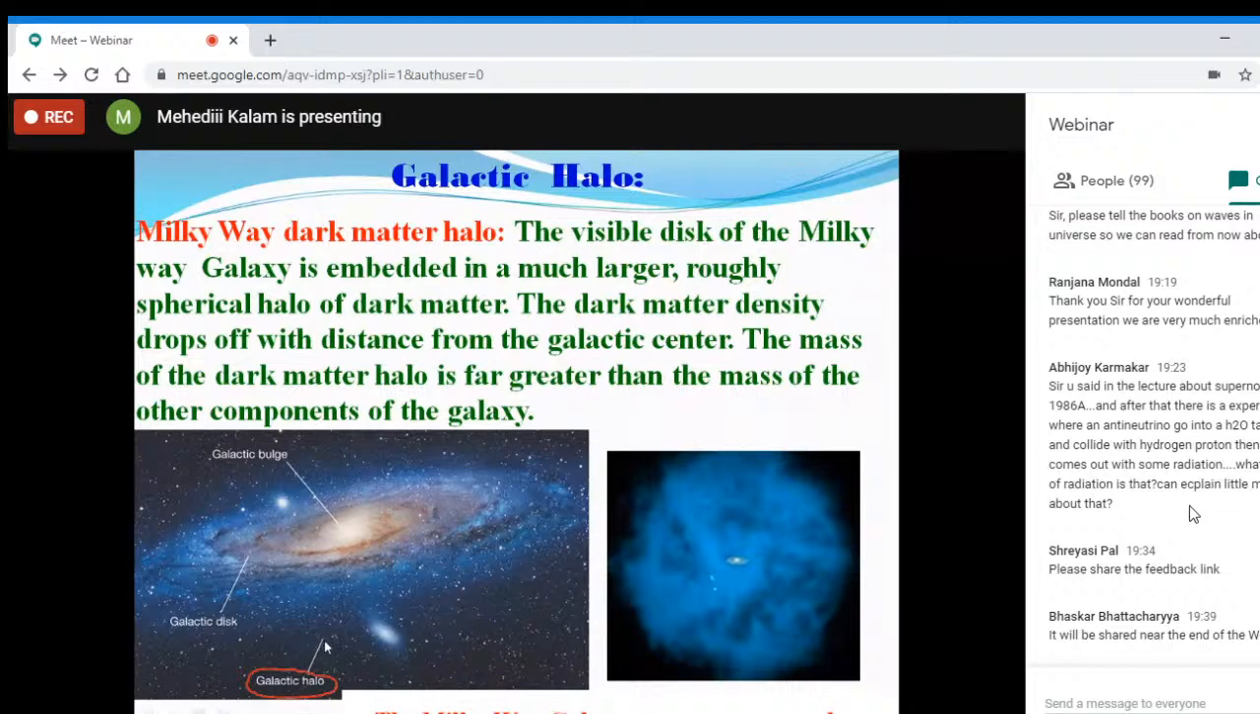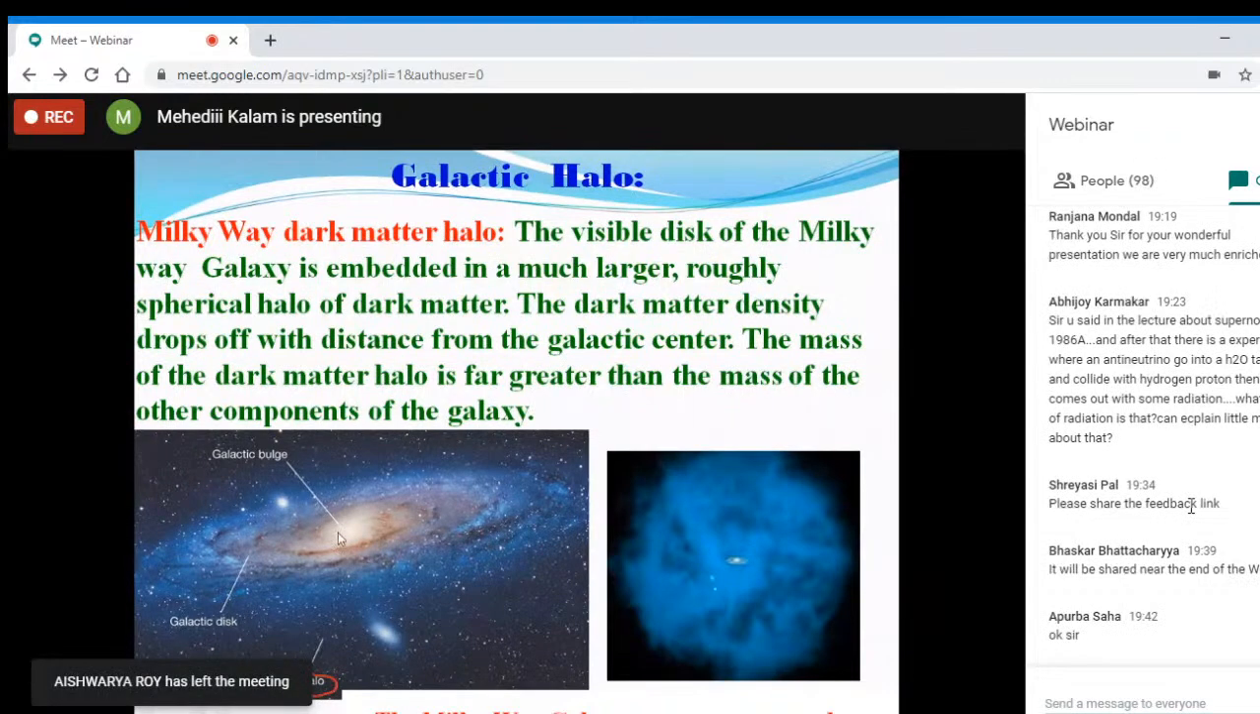And most importantly, I want to mention here that the halo is mostly made of dark matter, and this dark matter density drops off with the distance from the galactic center. So it depends on the distance from the galactic center.